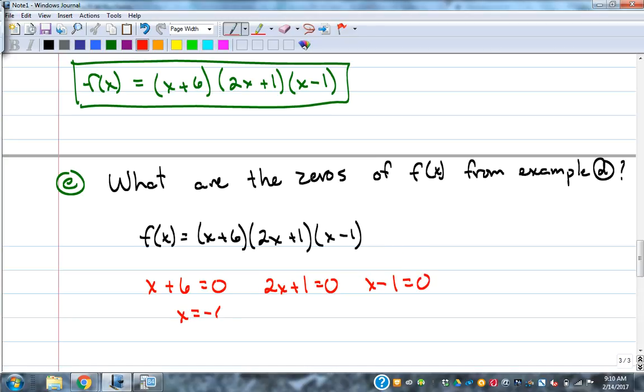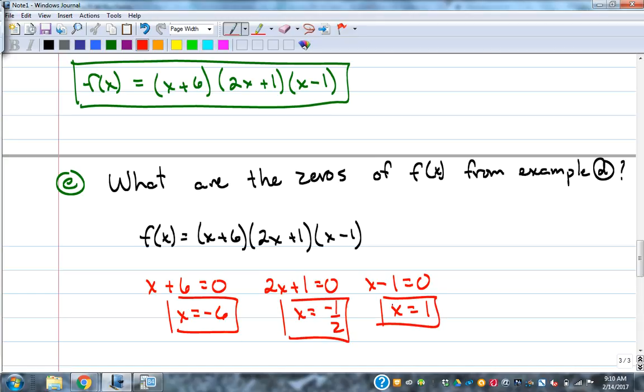So there's x equals -6. This will be x equals -1/2. This will be x equals 1. Those are the 3 zeros. This one happens to have all real zeros. We'll get to those that don't have real zeros. The name of this section is find the real zeros of a polynomial, so the ones you see here should be real in that case.